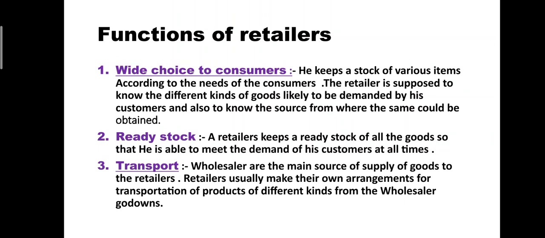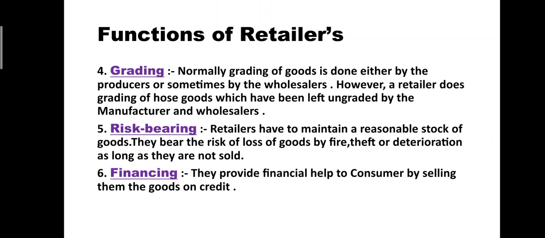Always stock is ready. Third, transport. Wholesalers are the main source of supply of goods to the retailers. Retailers usually make their own arrangement for transportation of products of different kinds from the wholesaler's godowns. Fourth function, grading. Normally, grading of goods is done either by the producers or sometimes by the wholesalers. However, a retailer does grading of those goods which have been left ungraded by the manufacturer and wholesaler.